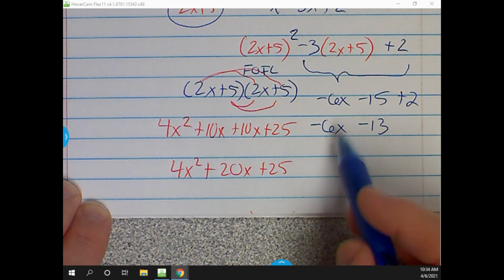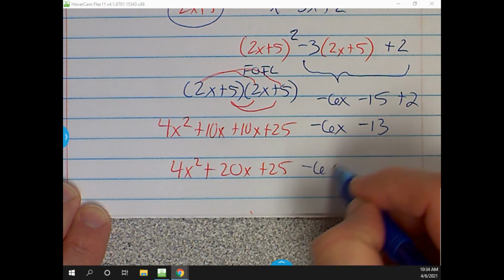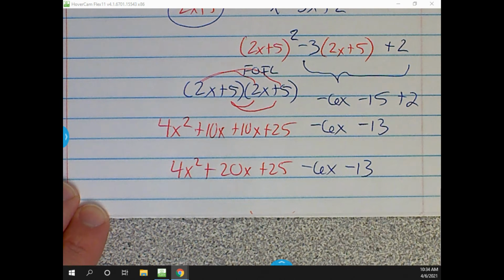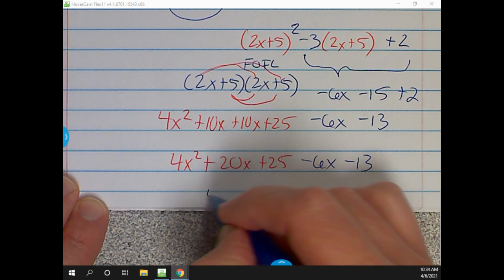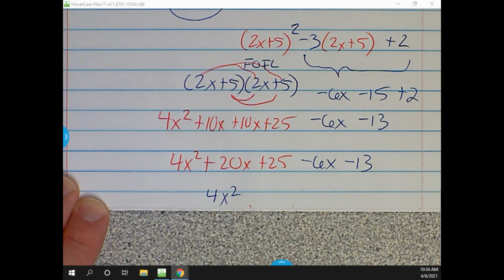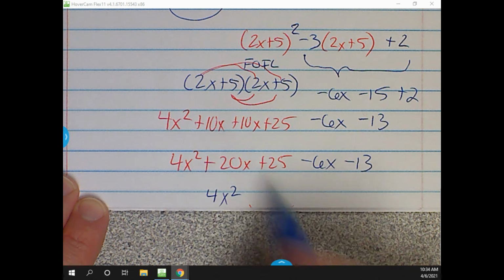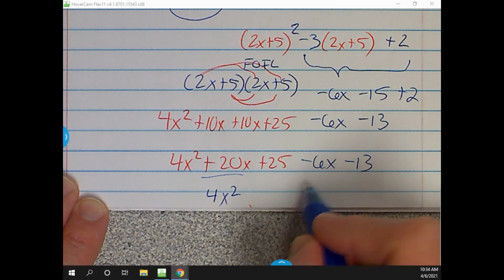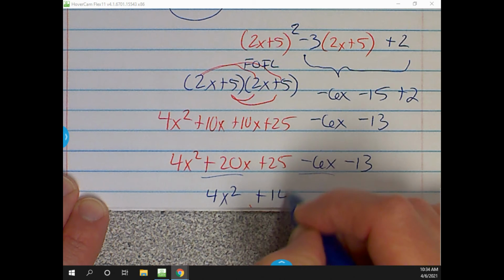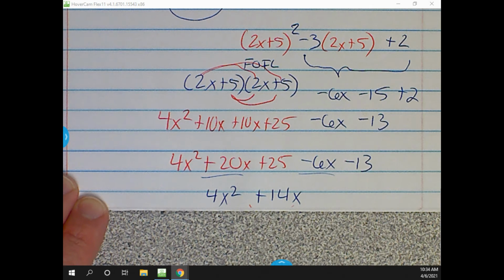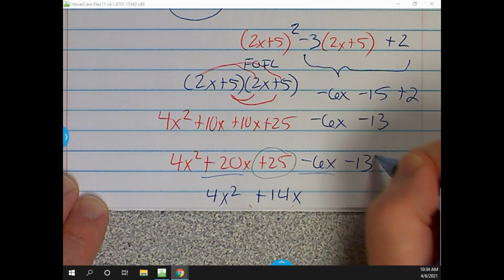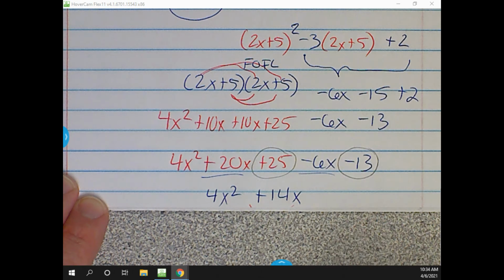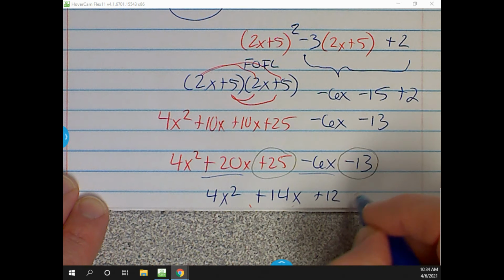And then you can pull those parts in behind this one, and now you've got to combine all the like terms here. So we've got the 4x squared, which is good. You've got the 20 minus the 6 on the x's. So doing 20 minus 6 would make that a plus 14x. And then the last piece there, you've got the 25 minus 13, which would make that a plus 12.